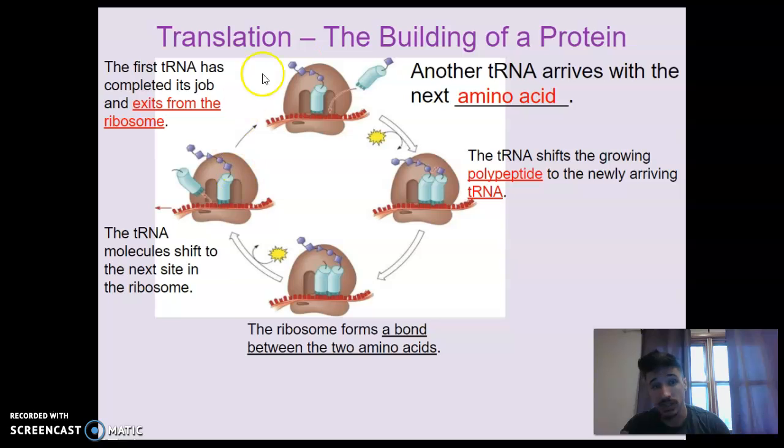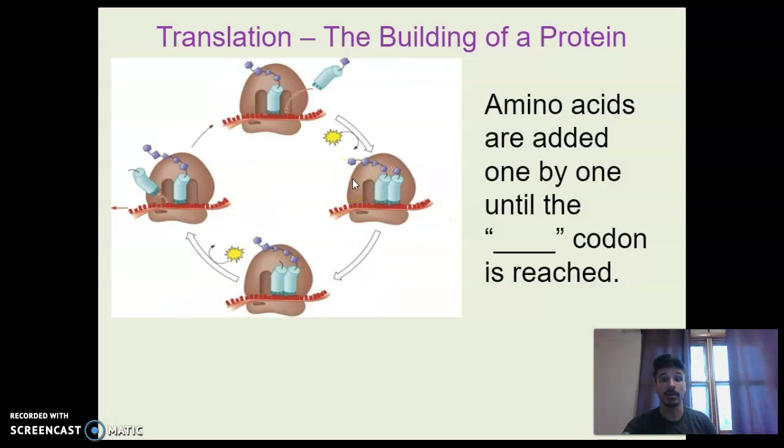And this is going to continue. This exact cycle that you see here: tRNA is coming in with single amino acids, energy being used to create a peptide bond between amino acids. The tRNA that just entered moves to the center position and pushes out the tRNA that was in the center position so that tRNA can go find another amino acid. It's going to continue until the mRNA strand reaches a stop codon. Now, amino acids are added one by one until, like I said, the stop codon is reached.